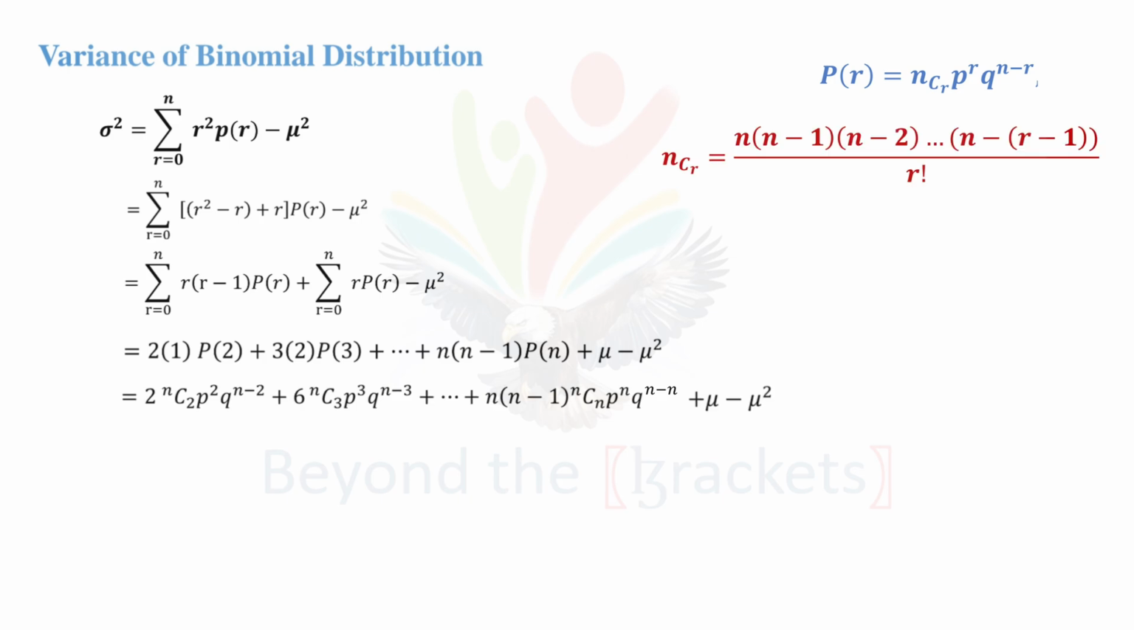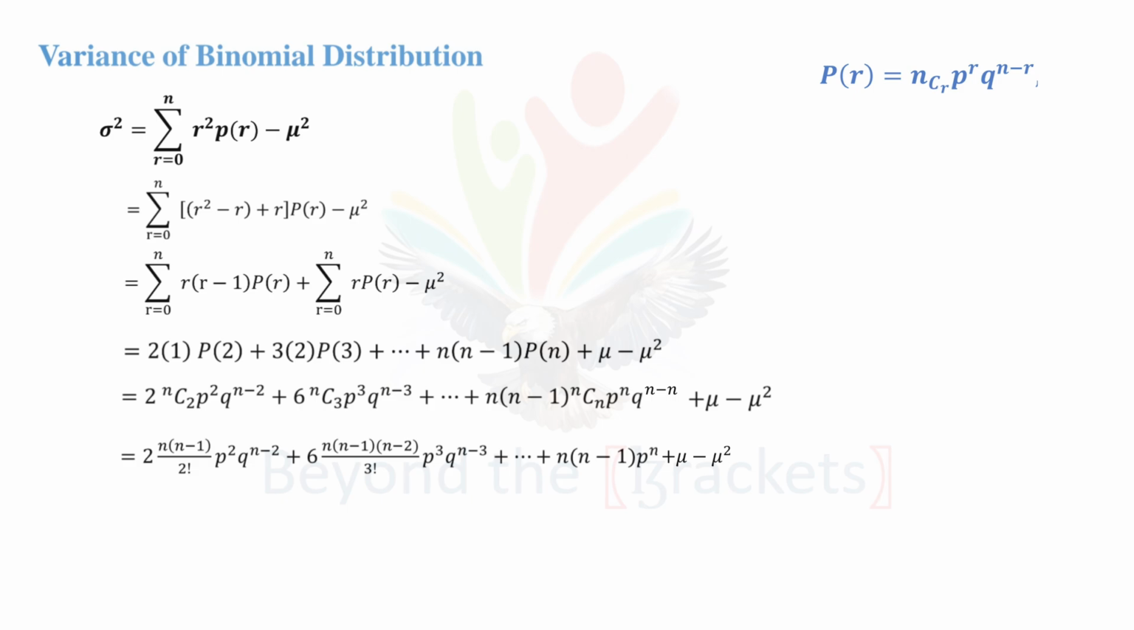Simplifying this using the identity, nc2 can be written as product of two consecutive terms in the numerator n into n minus 1 divided by 2 factorial. nc3 can be written as product of three consecutive terms in the numerator n into n minus 1 into n minus 2 divided by 3 factorial. For the last term, we know that ncn is 1, plus mu minus mu square will be written as it is.